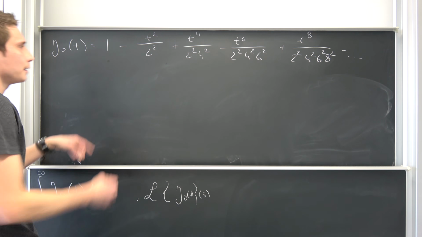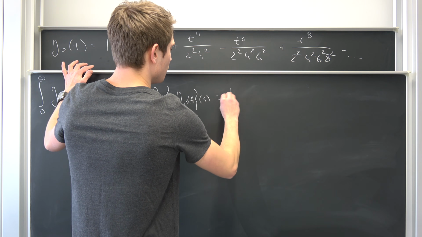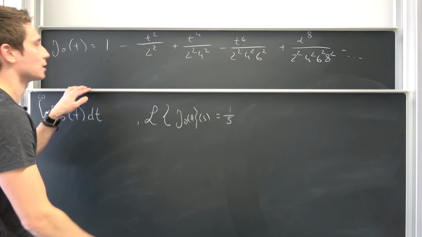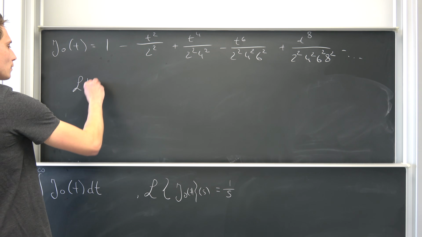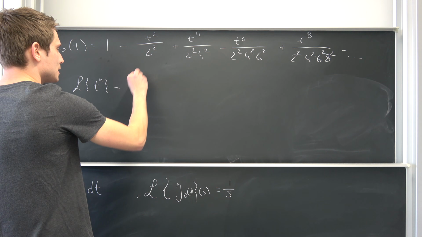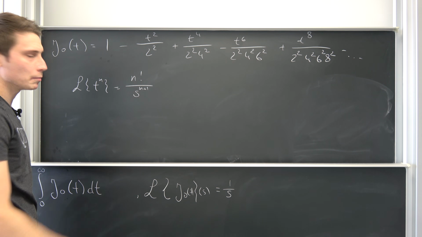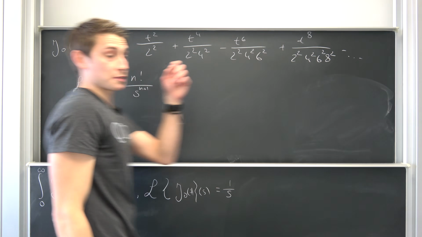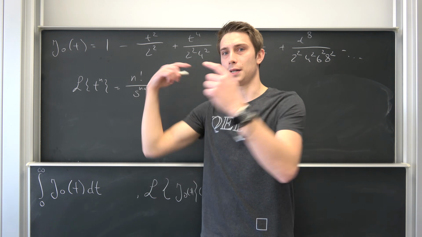So, taking the Laplace transform of 1 is going to give us just 1 over s. It's just how it is. Also, the Laplace transform of t to the nth power is nothing but n factorial over s to the n plus 1th power. I derived this when I derived my gamma function.